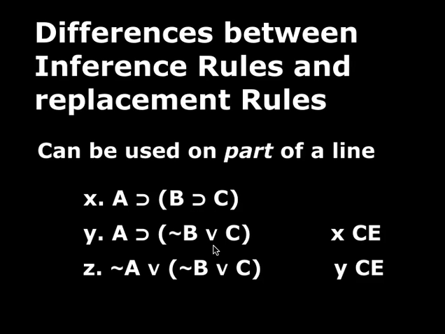Now I can also use the replacement rules on entire lines. So for instance, I can move from line Y to Z. I can use conditional exchange on Y to change this conditional into a disjunction. Horseshoe becomes a wedge. I negate the first component. A becomes not A.